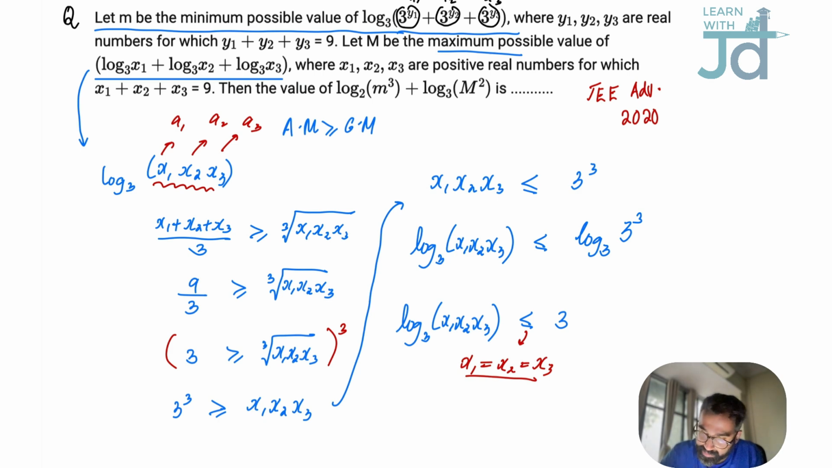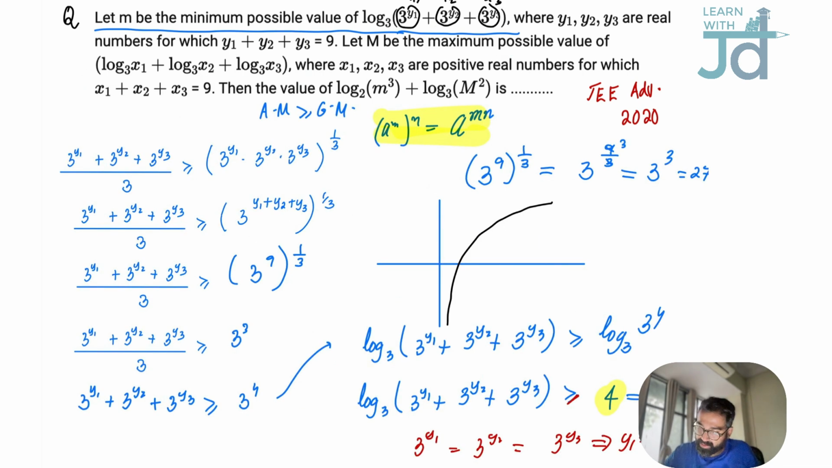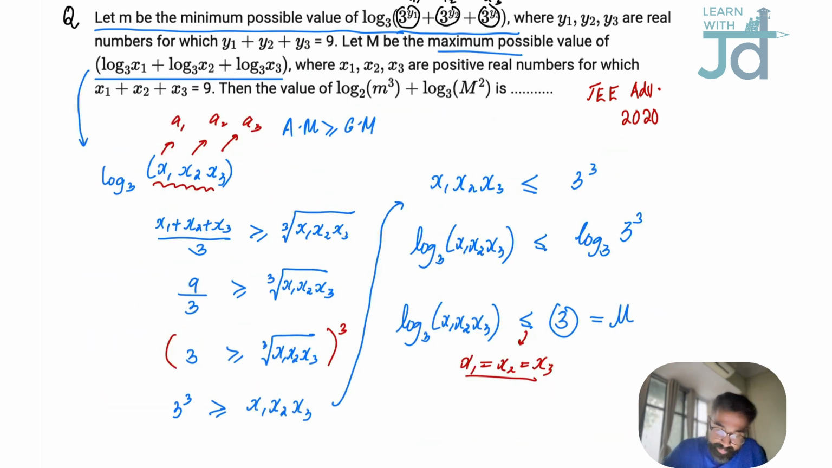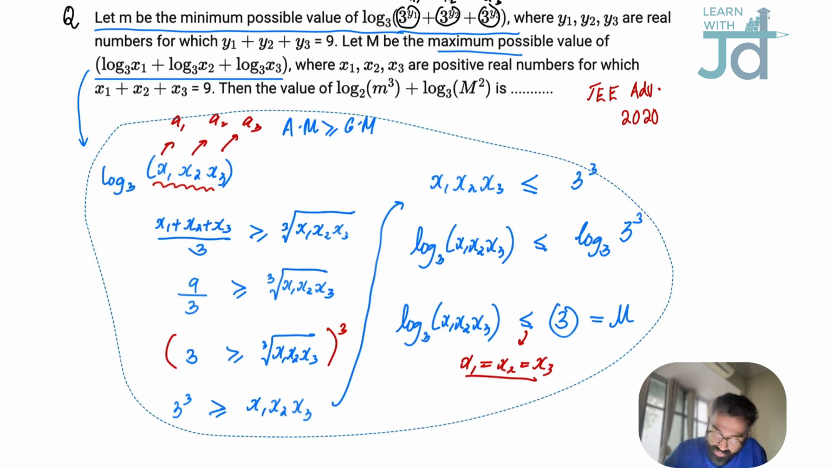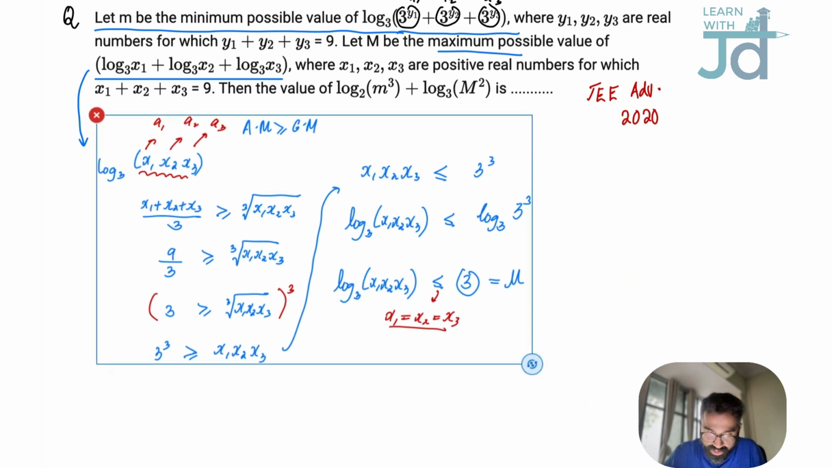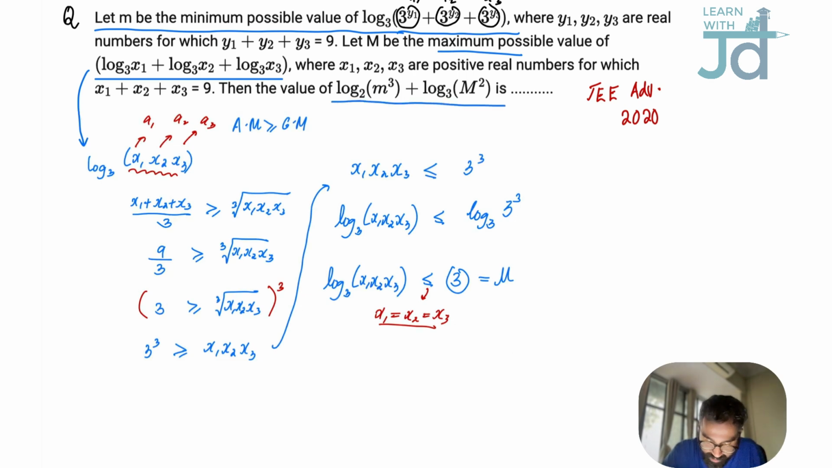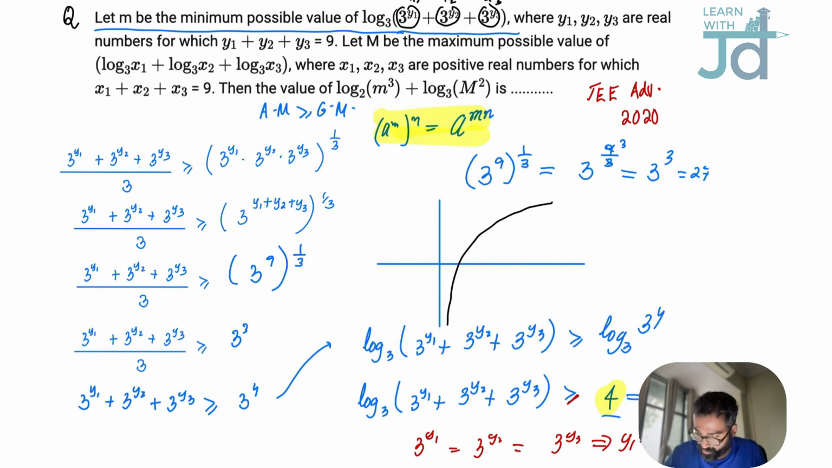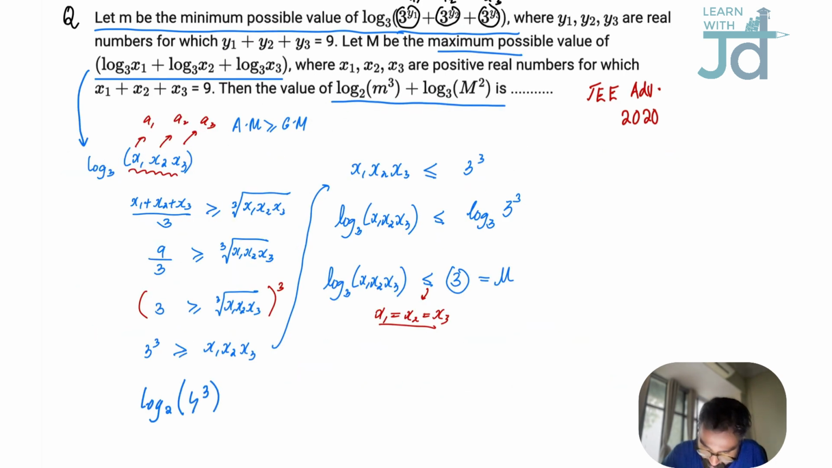They've said capital M is the maximum value, isn't it? So this is my capital M, and we got small m as 4. So we got capital M as 3 and small m as 4. Now we can go into the last section. I've just resized it. This is our answer, na? So log to the base 2 of m cube. m is what? 4. So 4 cube plus log to the base 3 of capital M square, that is 3 square. Now you can write 4 as 2 square.